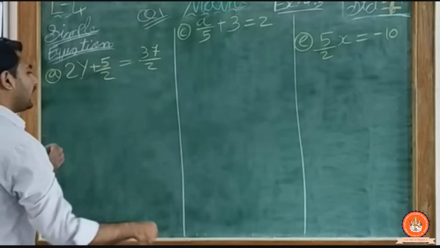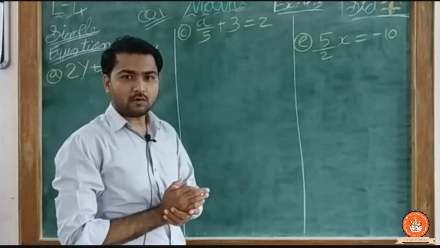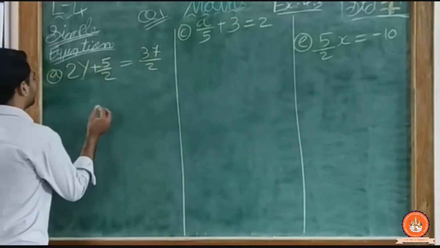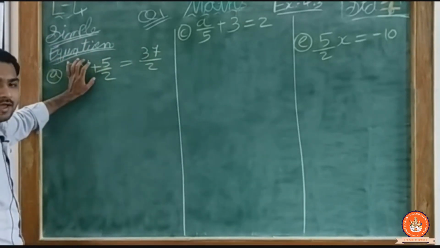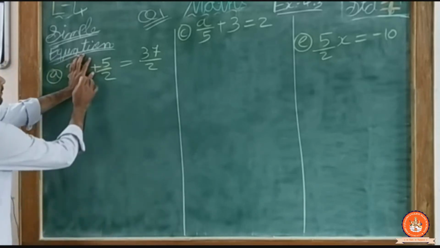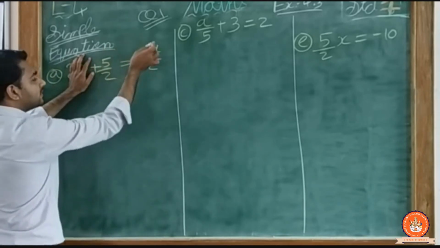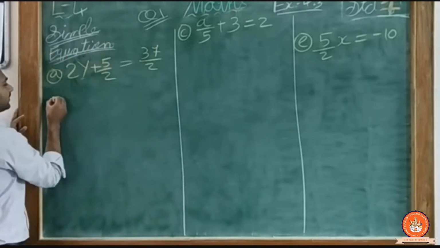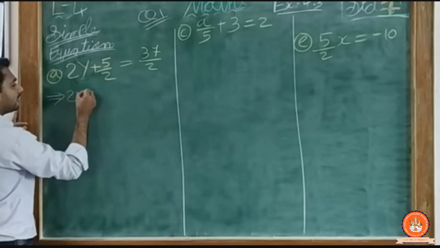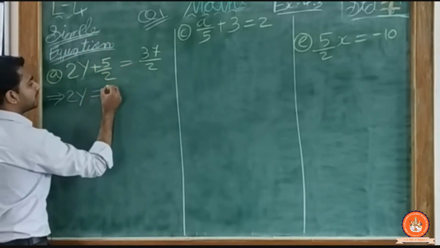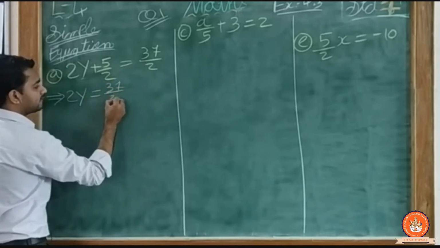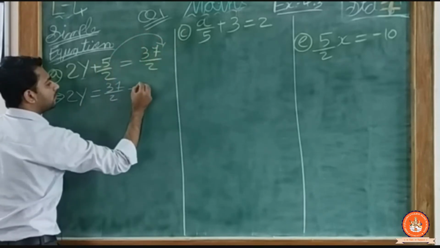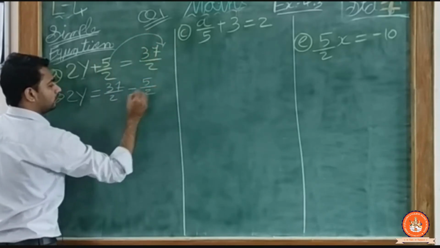So how will we find it? I made sure you know how to find it in the previous exercise, that is 4.2. Let's understand here also. I want to find this 2y, so I will keep 2y over here and move this plus 5 by 2 onto the right side of the equal sign. I am transporting this 5 by 2 to the right side. See, 2y as it is equal to 37 by 2 as it is. This plus 5 by 2 goes over there on the right side, so it becomes minus 5 by 2.